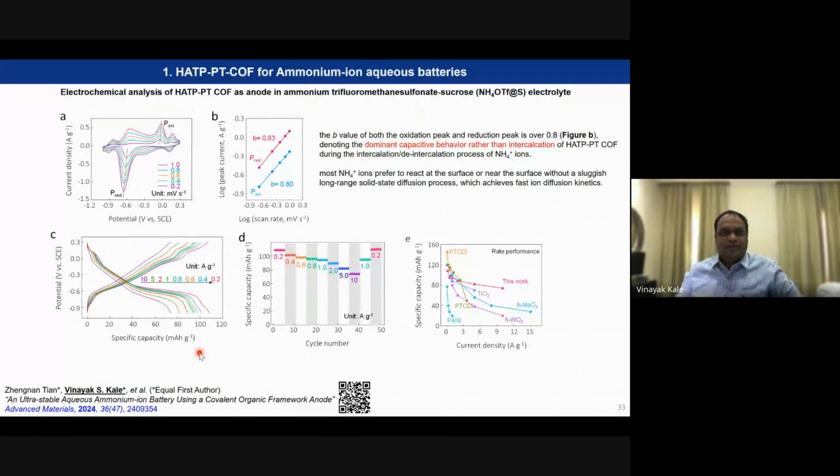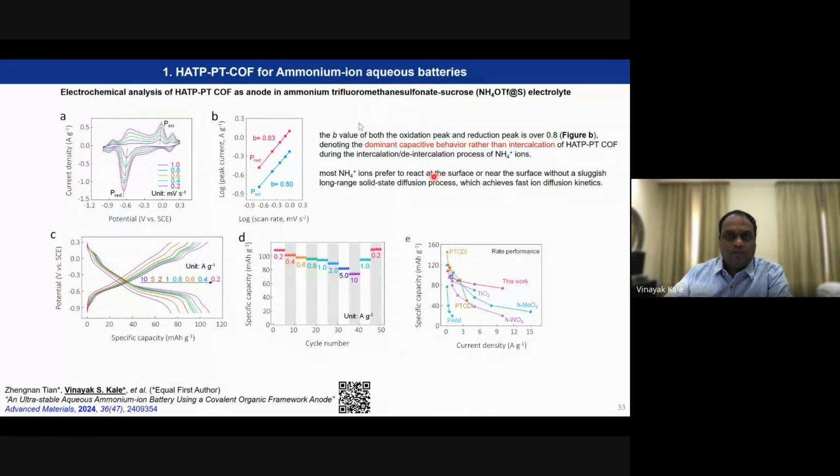So we investigated in detail the rate capability of this electrode material, which is very good. And then we performed galvanostatic charge discharge. As you can see here, galvanostatic charge discharge gives a moderate specific capacity for this ammonium ion battery. And one can see that compared to other reports, we are in a good position in terms of specific capacity at the corresponding current density.